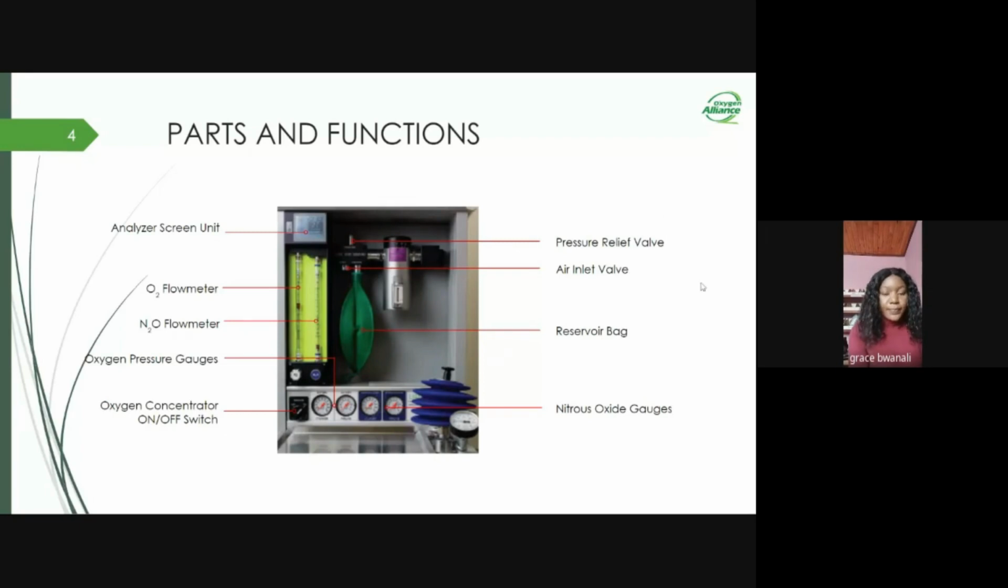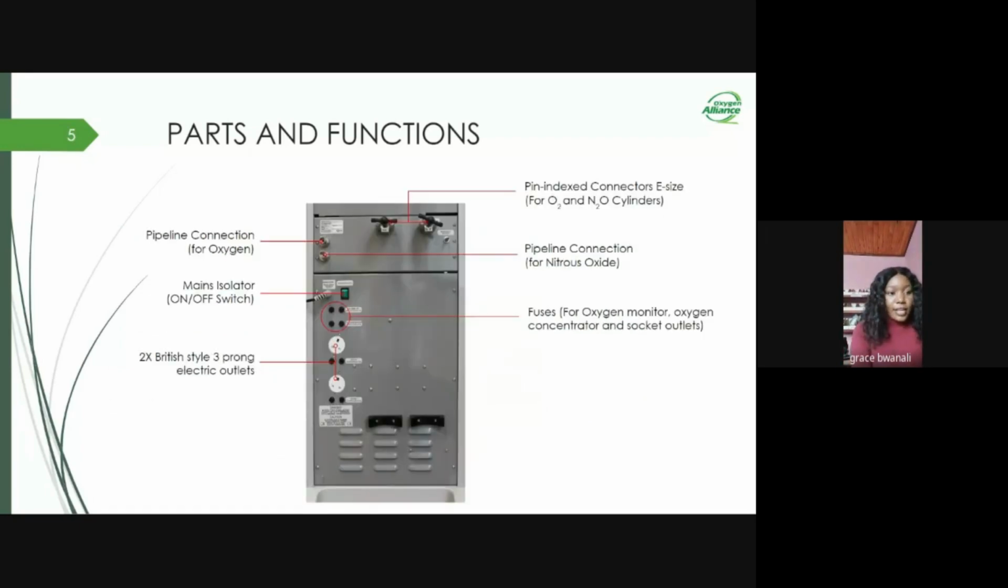Next slide, please. Yeah, so we have the pipeline connections for oxygen and nitrous oxide gas. These are used to connect the pipelines to the machine. And then we have the pin indexed connectors, the E-size oxygen and nitrous for oxygen and nitrous oxide. These are used for connections with cylinders.